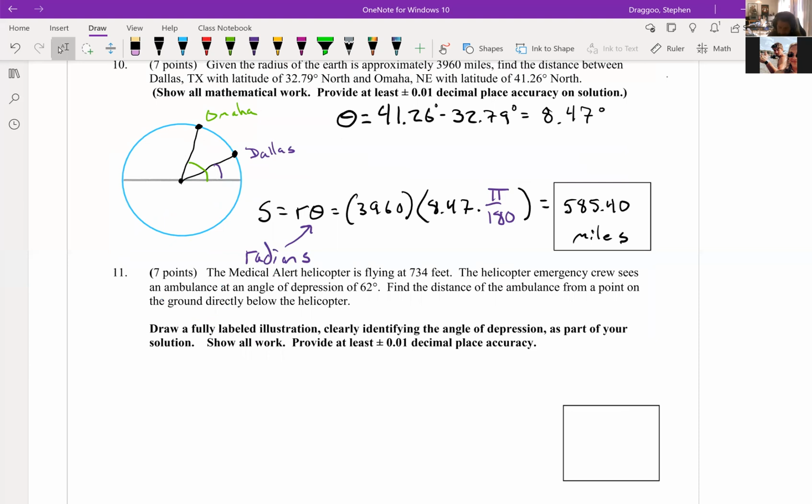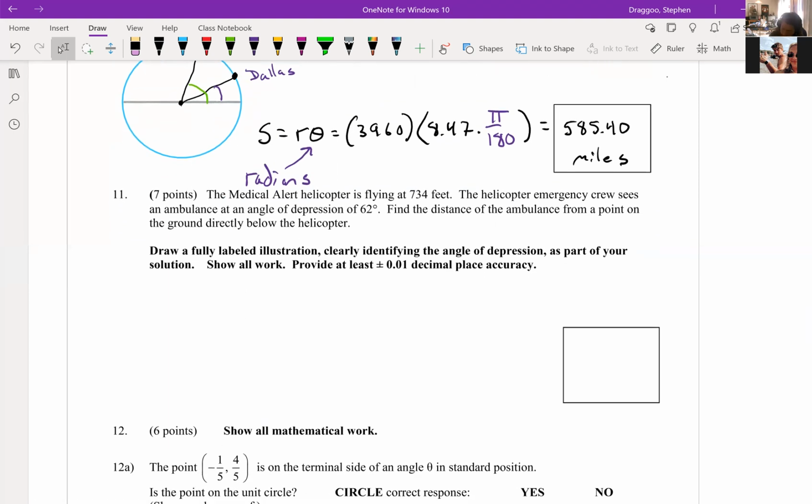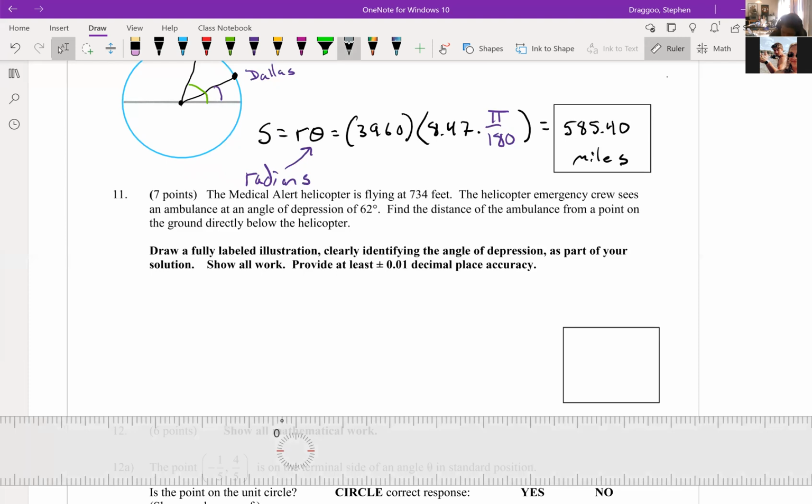Right, moving right along. Problem 11: a medical alert helicopter is flying at 734 feet. The helicopter emergency crew sees an ambulance at an angle of depression of 62 degrees. Find the distance of the ambulance from a point on the ground directly below the helicopter. So come over here and sketch ourselves a diagram.